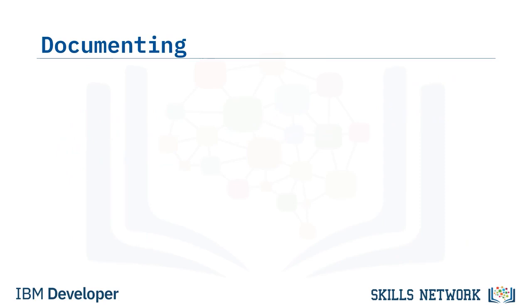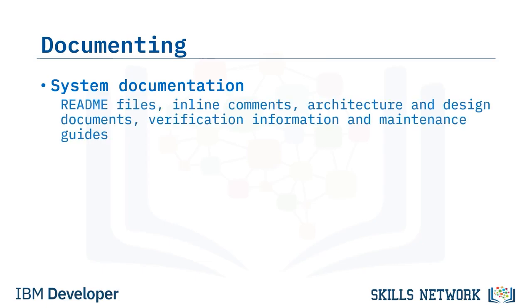Software documentation should be provided to both non-technical end users and technical users. System documentation is geared toward the technical user. Technical users may be other engineers, developers, or architects. System documentation explains how the software operates or how to use it. It consists of README files, inline comments, architecture and design documents, verification information, and maintenance guides.